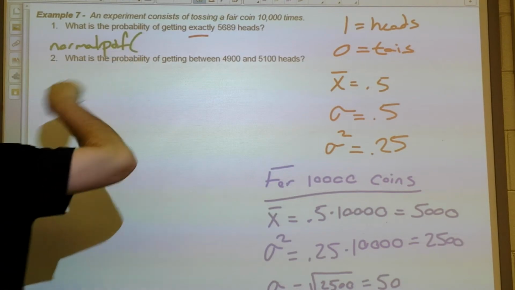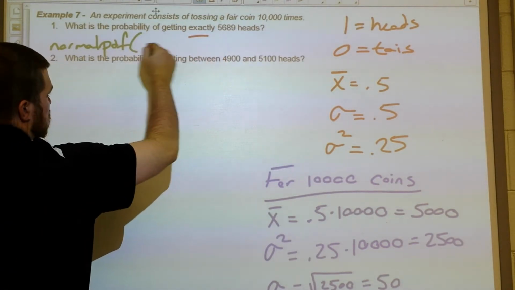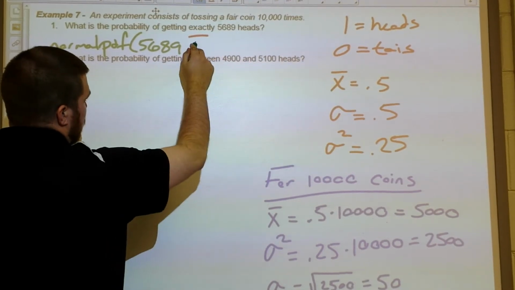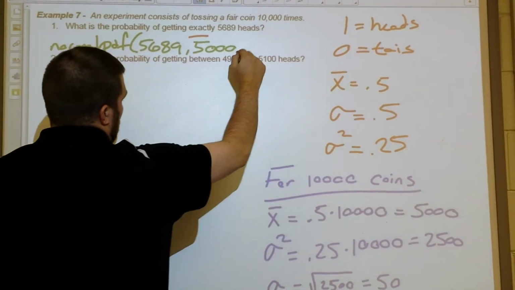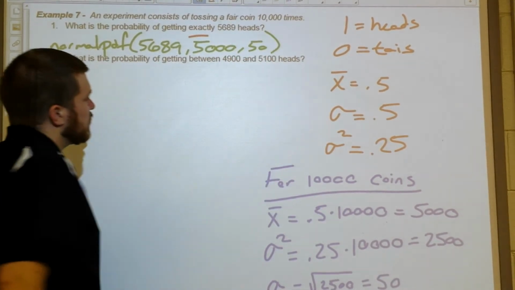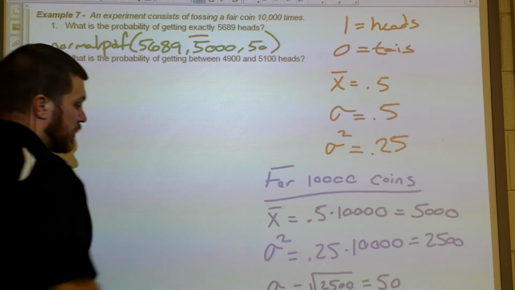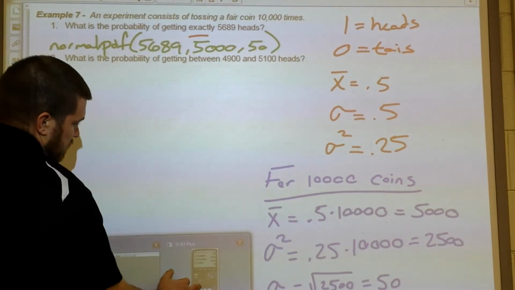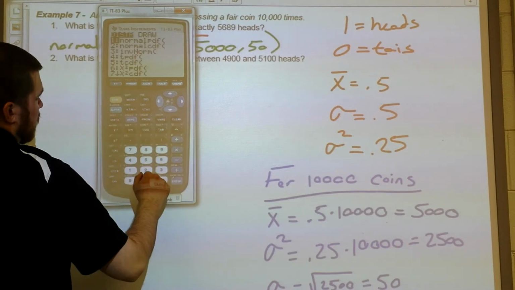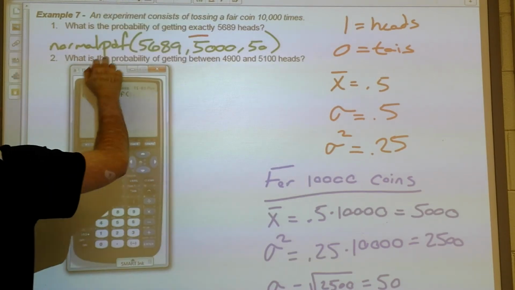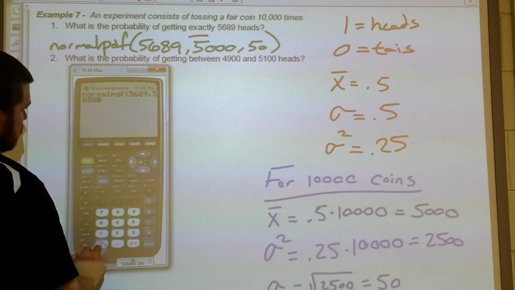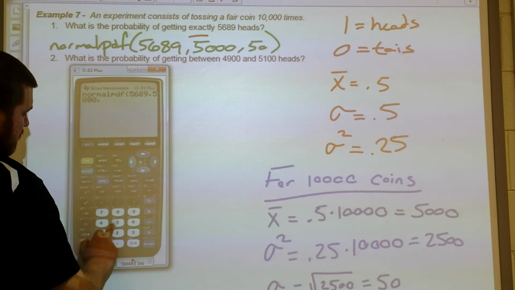In normal PDF, your exact value comes first, 5,689, comma, your average value for 10,000 points, that was 5,000, comma, your standard deviation for 10,000 points. Standard deviation was 50. We're going to type that in our calculator. So I'm going to hit second vars, option 1 for normal PDF. Again, type it in exactly the way we wrote it out, comma 50.